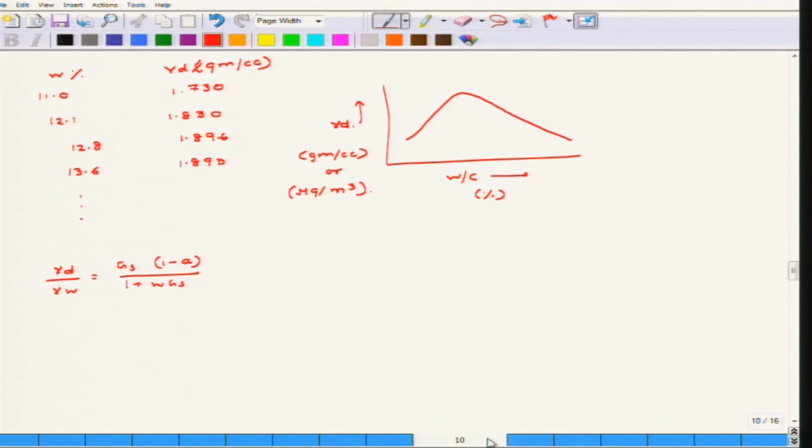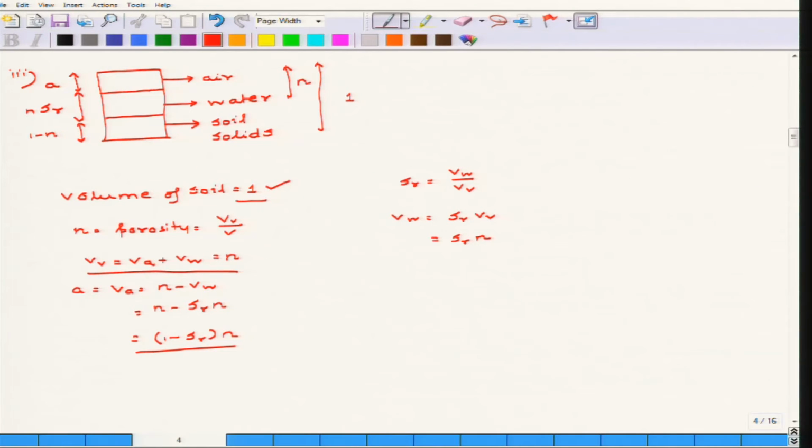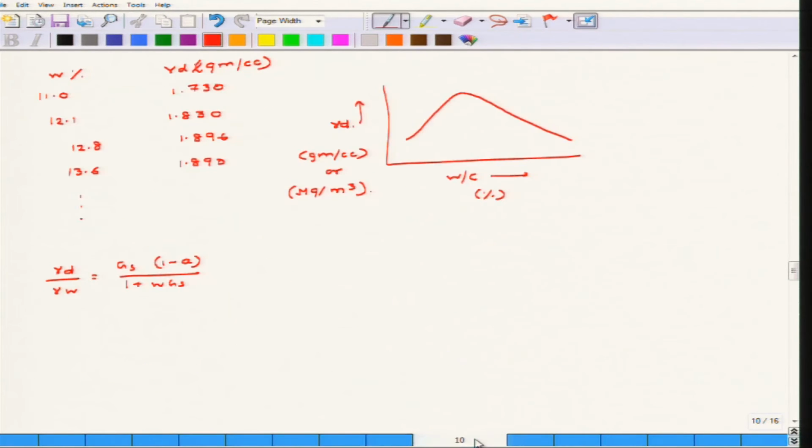So, A corresponds to the percentage of air, as we have said that A is nothing but the volume of air, VA. For the 100% saturation line, the volume of air is going to be 0. So gamma d by gamma w, or basically rho d by rho w, is equal to Gs into (1 minus A) divided by (1 plus w Gs).